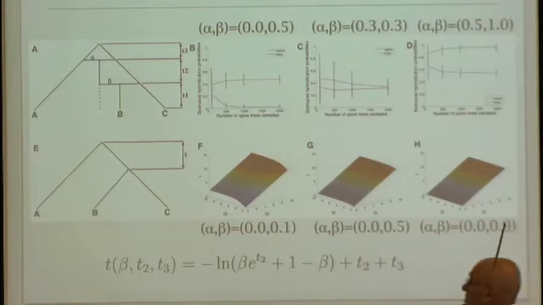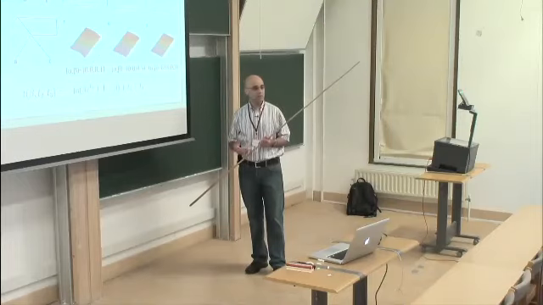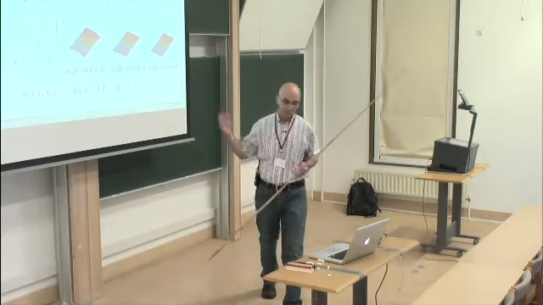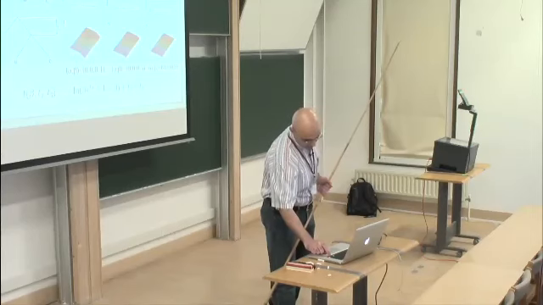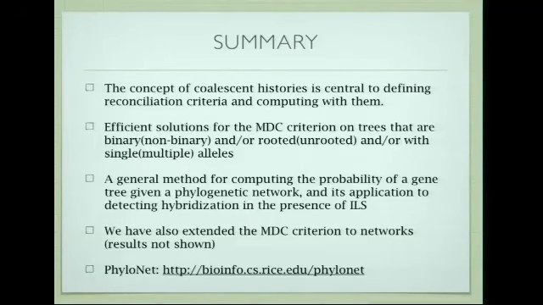Okay, so using this framework, we can infer species phylogenies that account for incomplete lineage sorting and hybridization. We can look at identifiability questions and so on. To summarize, the concept of coalescent histories is central to defining reconciliation criteria and computing with them. Efficient solutions for the MDC criterion on trees: we have proposed them for when the gene trees are binary, non-binary, rooted, unrooted, with single alleles, multiple alleles, all of that we have solutions.